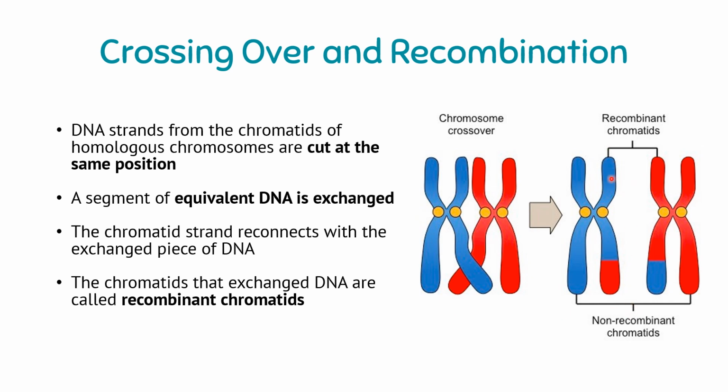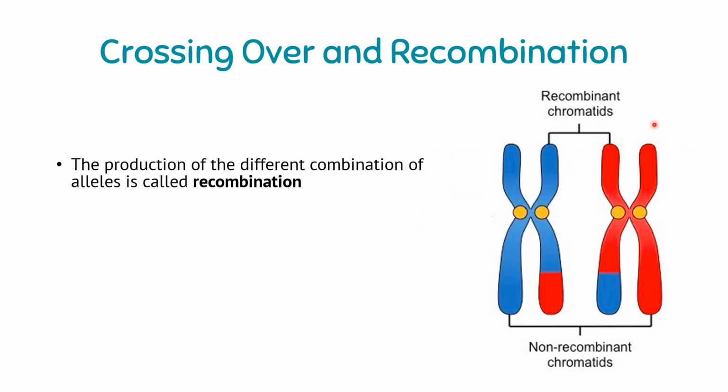So the chromatid that has exchanged a piece of DNA is called a recombinant chromatid. The other chromatid, which has not exchanged a piece of DNA, is called a non-recombinant chromatid, because recombination is that it has literally recombined the genetic material. So crossing over produces recombinant chromatids, and this whole process is called recombination.